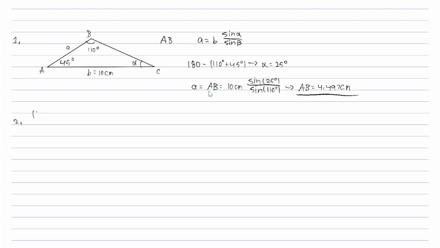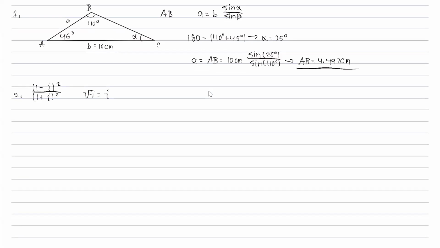It's this, right? So we got 1 minus i squared over 1 plus i squared. You guys remember that the square root of -1 is equal to i. So we're supposed to simplify this. Let's start by writing this out. We're going to have 1 minus i times itself divided by 1 plus i times itself.